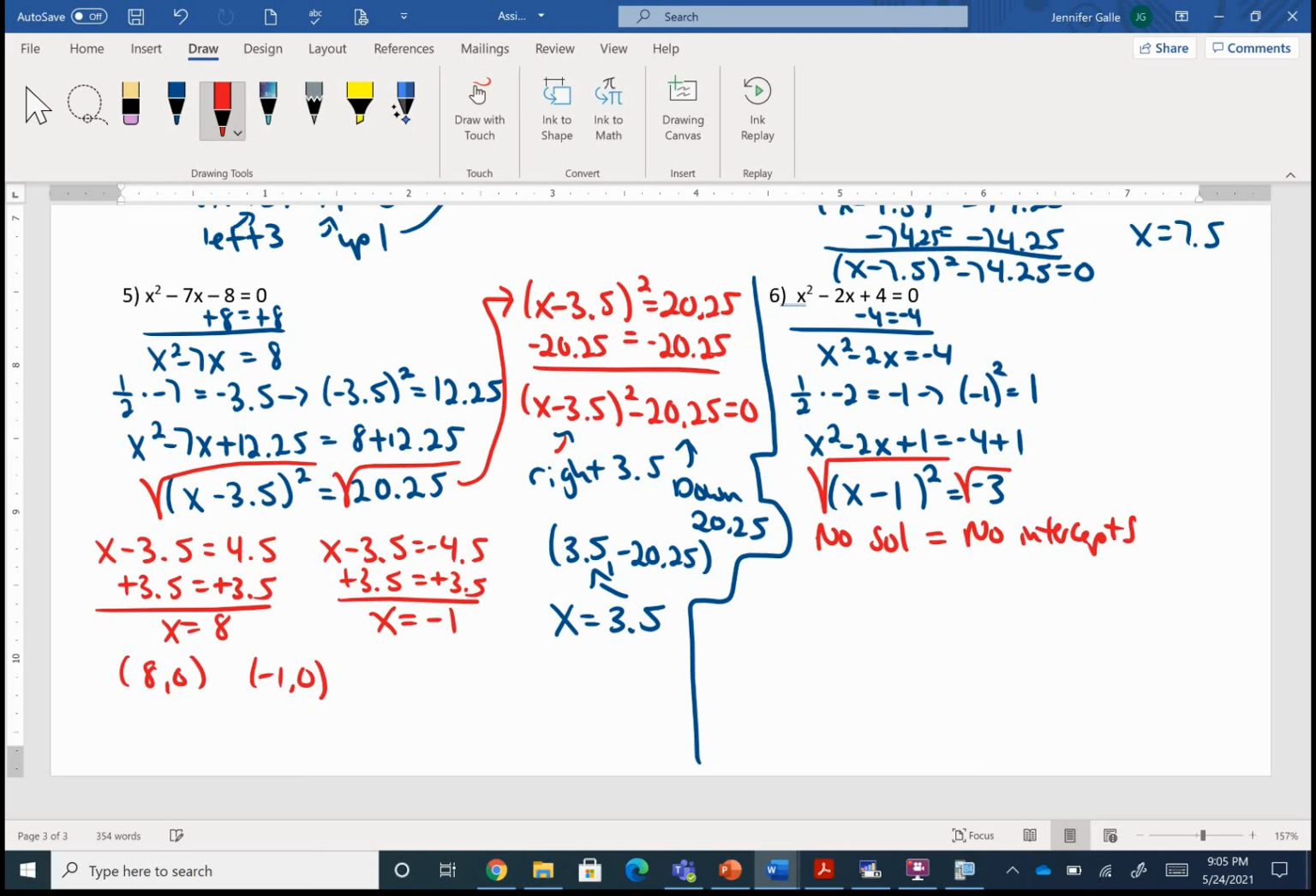Now, just because I don't have x-intercepts doesn't mean that I don't have a graph. I can still go back to before I took the square root. I can move the constant over to the left, and I can get vertex form. This graph is going to go to the right 1 and up 3. Axis of symmetry is always x equals, and then it's the x value at the vertex.